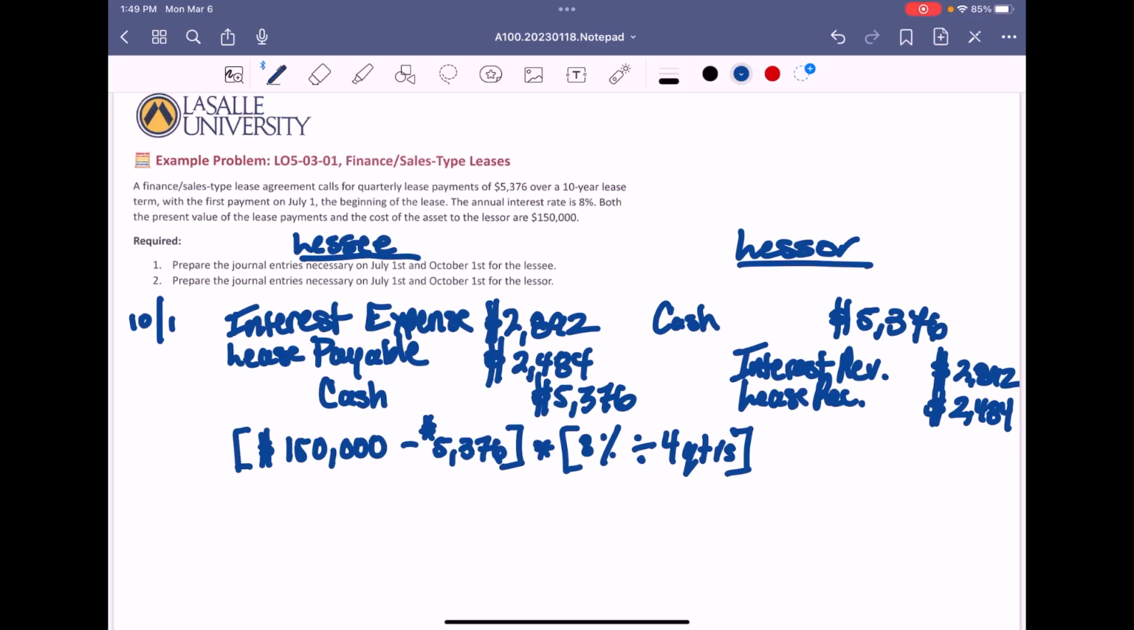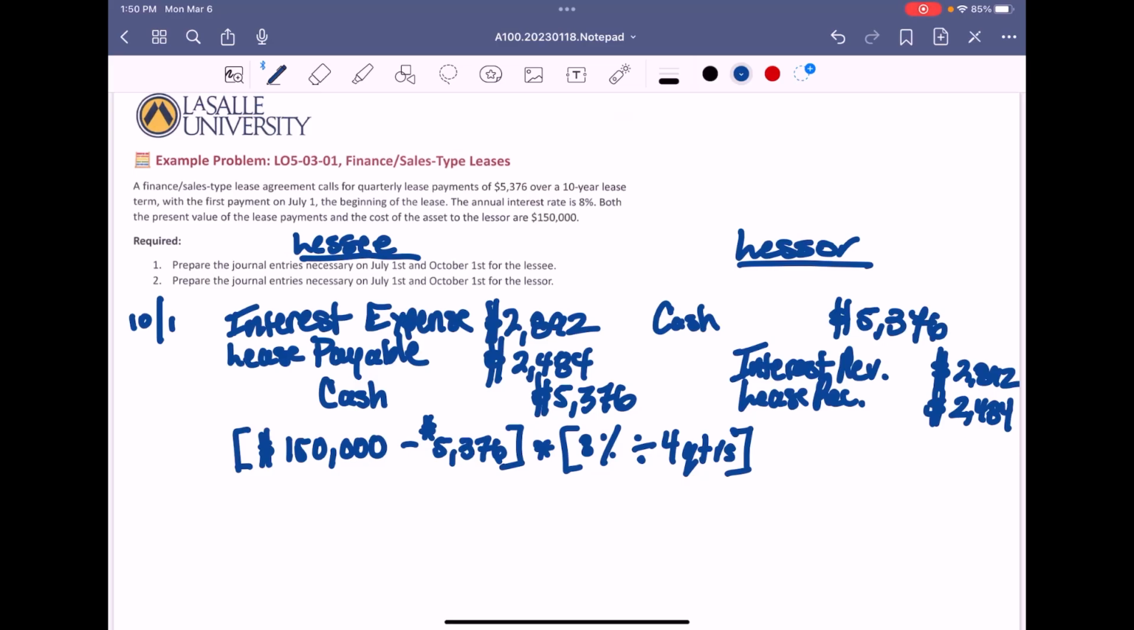Okay. All right. And last thing, on October 1st, if you remember, on July 1st, we recorded a right of use asset. If you add a capital asset, you also have to record depreciation expense. So we have to worry about that now for the lessee. The lessee recorded that asset. And how do we calculate it?